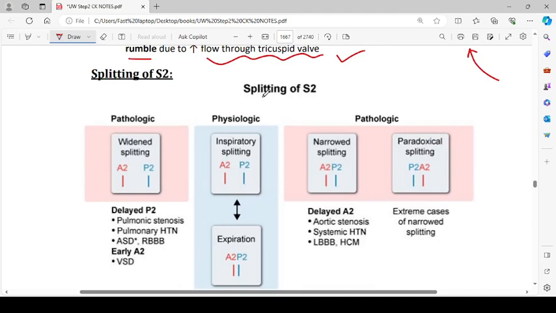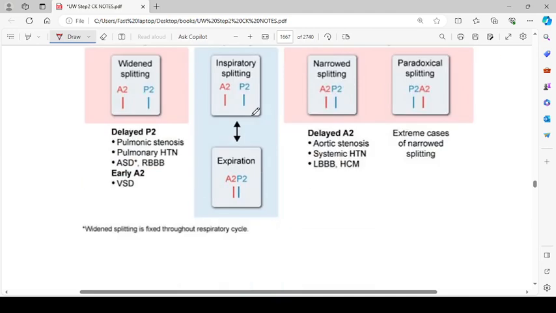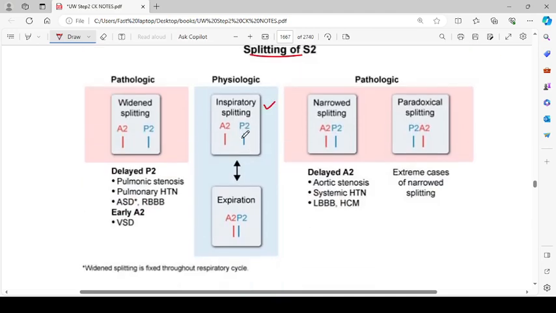Now this is splitting of S2. This is physiologic splitting, like during inspiration the A2 and P2 sounds are separated from each other. When we are inspiring, more blood is entering the right side of the heart and thus flowing through the pulmonic artery, so the pulmonic valve closes a bit later. And during inspiration, a decreased amount of blood is flowing into the left side of the heart, so the aortic valve is closing a bit earlier, so that separates these two sounds.